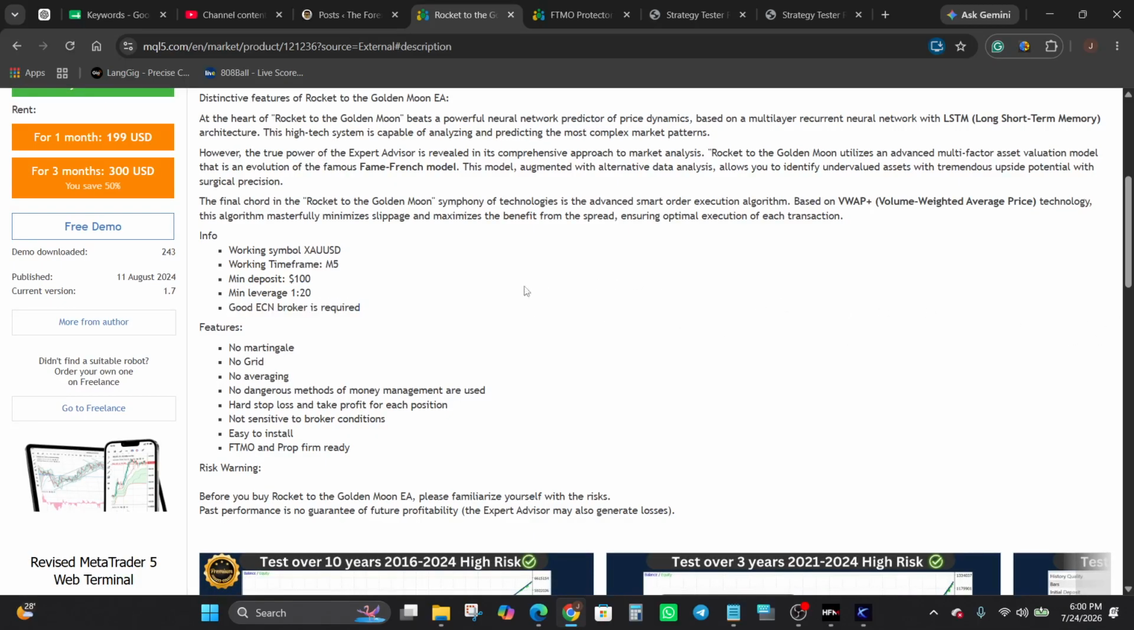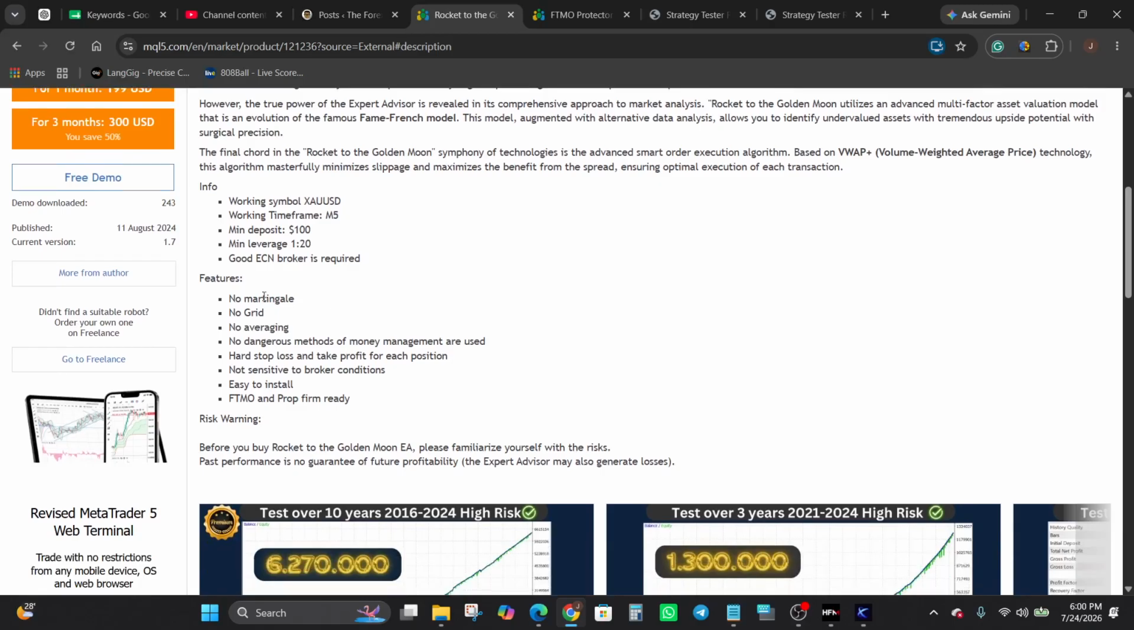Now, in terms of risk parameters, the developer explicitly states that the EA does not use martingale, grid, averaging, or other dangerous money management methods. Every position utilizes a hard stop loss and take profit. It's also noted as being FTMO and prop firm ready.